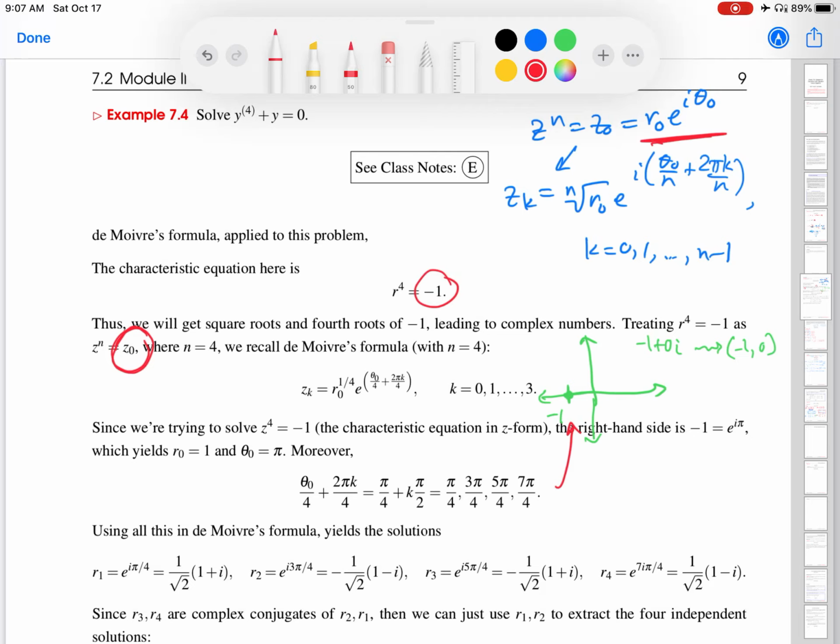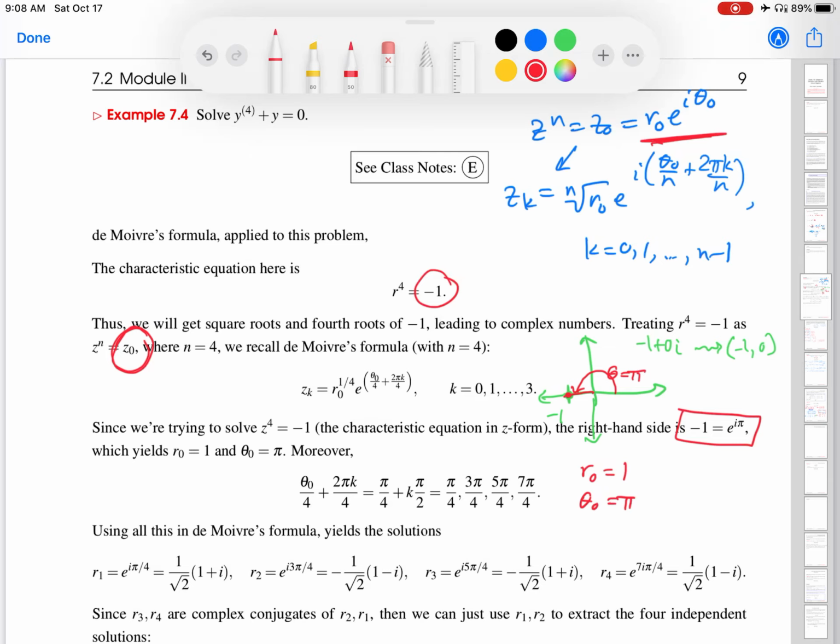Okay, so if I want to represent that point in polar form, first question I'll ask myself is, how far away from the origin do I need to go? Right, I need to go 1 unit away from the origin, so r sub 0 is 1. And then this particular point, at what angle is it with respect to the positive x-axis? And the answer is 180 degrees, that's pi. So theta sub 0 is pi. So that explains this, right?